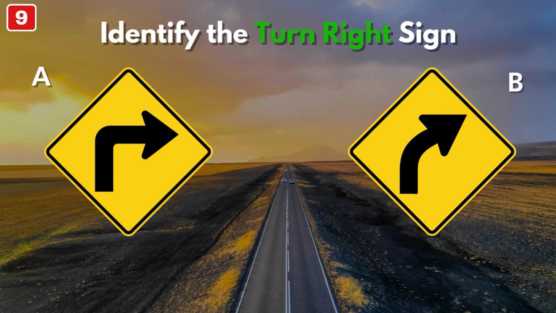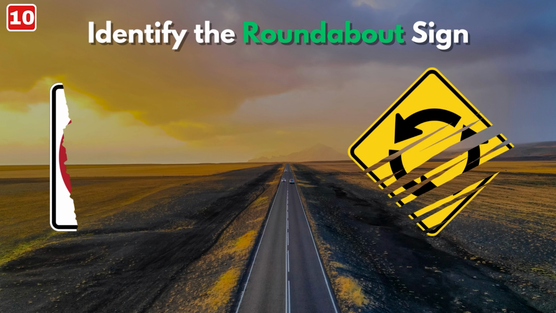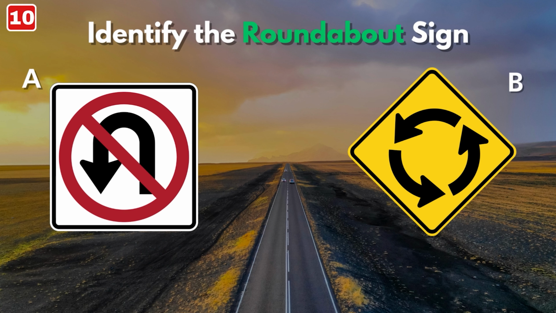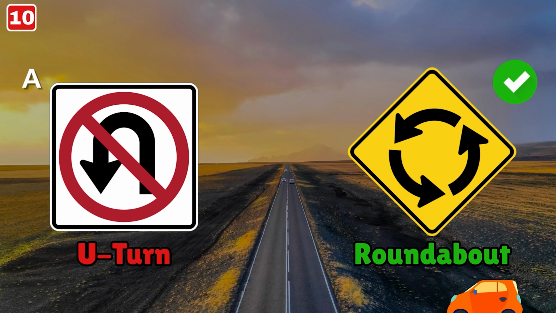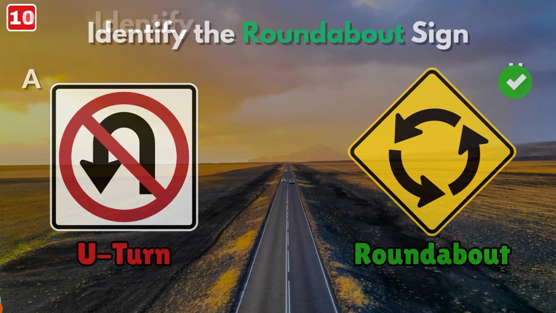Identify the turn right sign. Solid. A is the turn right sign. Identify the roundabout sign. Brilliant. B is the roundabout sign.